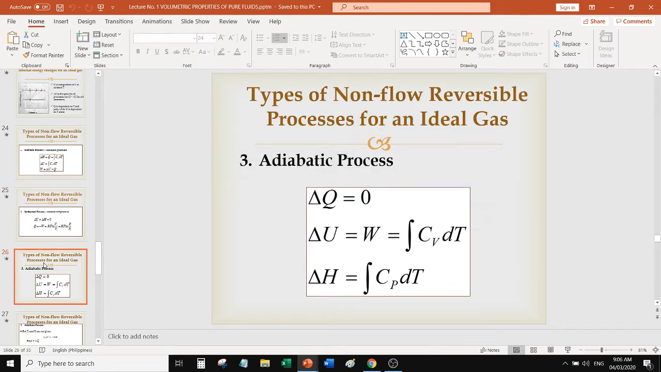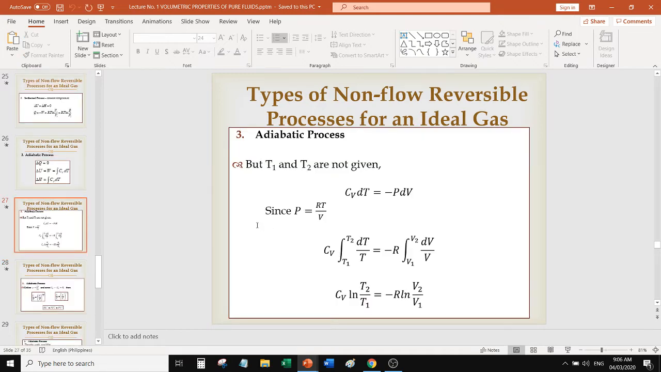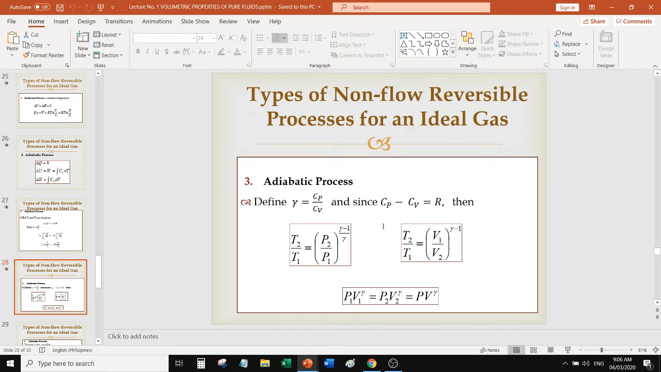Okay, and the third type of process is an adiabatic process. In an adiabatic process, Q is 0, there's no heat transfer. If that's the case, then delta U will be equal to W, and it's still equal to CV dT. Delta H is still equal to CP dT. And I told you to study the derivation on your own. So for an adiabatic process, these equations would be true.